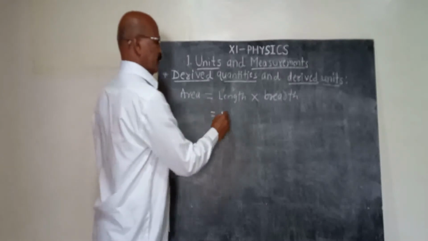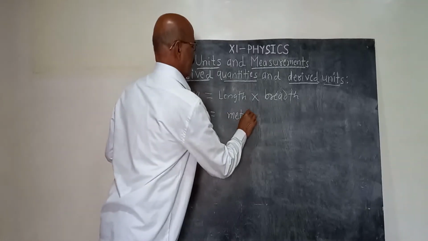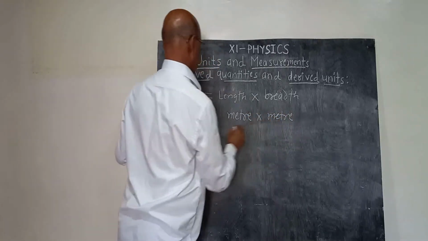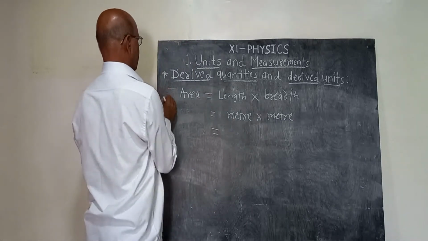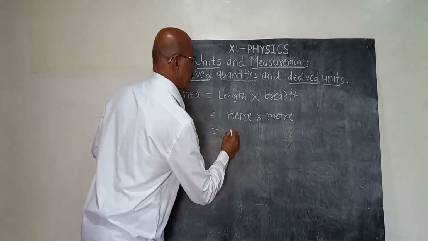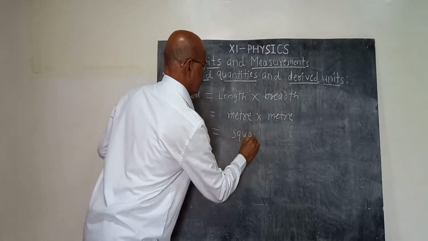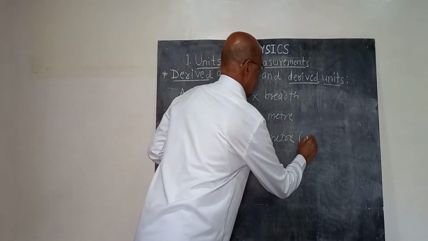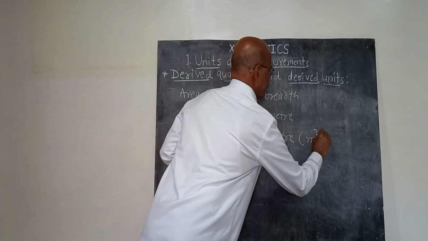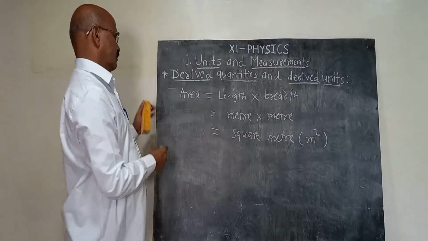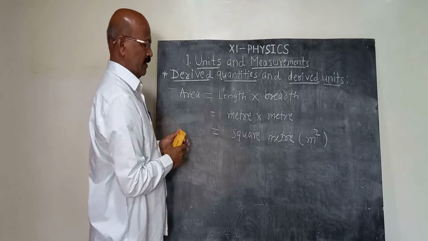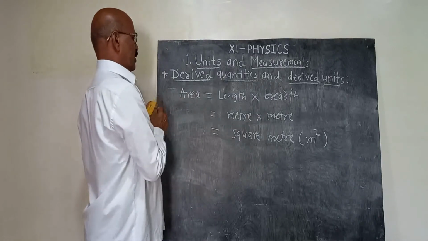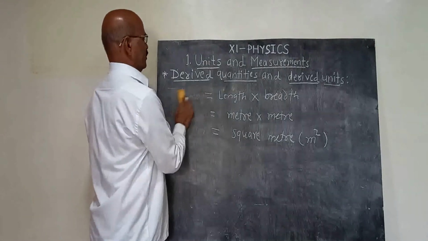SI unit of length is known as meter. Breadth is also measured in meter. So we get the SI unit of area as square meter. Symbolically, it is represented as m squared. So this is the SI unit of area, that is square meter, symbolically m squared.